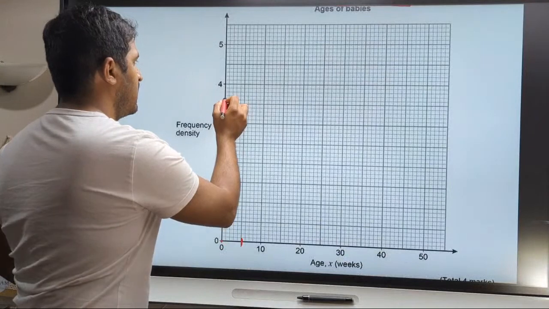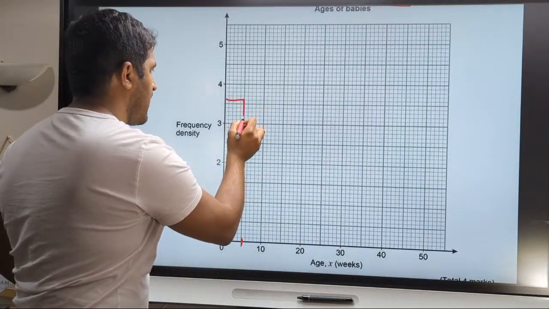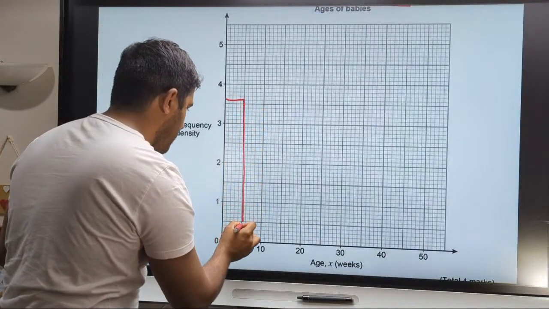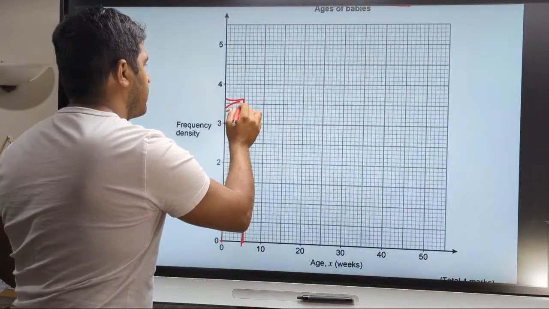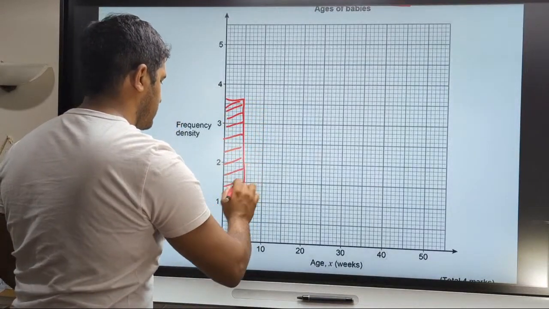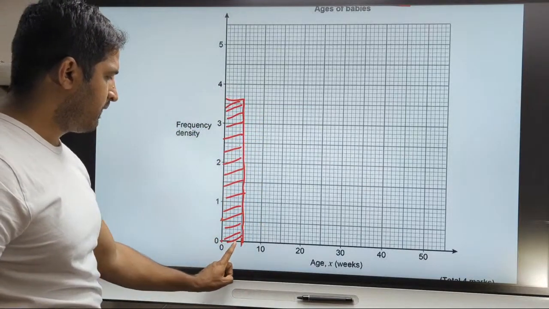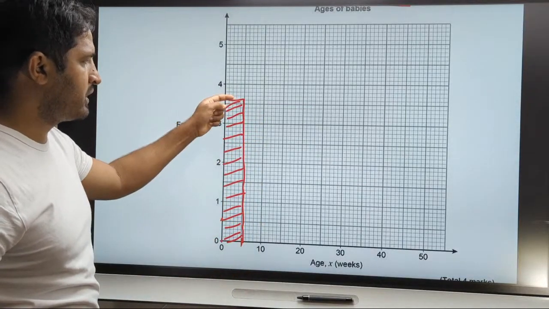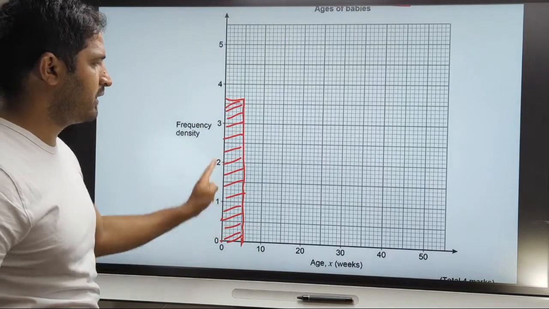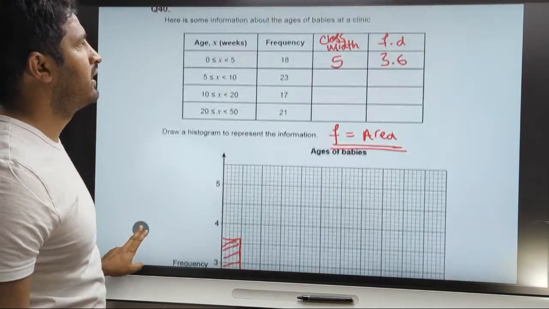So we've got 3.6 in height and 5 in width. That's my first bar here. That's done. So the area is 5 multiplied by 3.6, which gives you the frequency here, which is 18. Okay, so do the same thing.